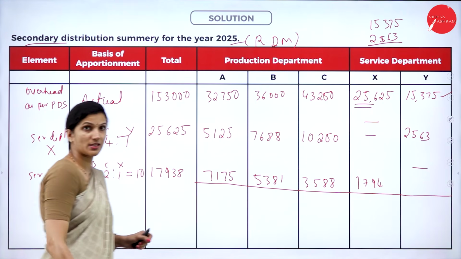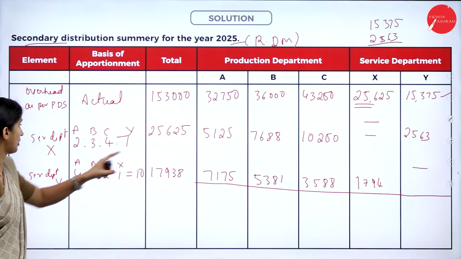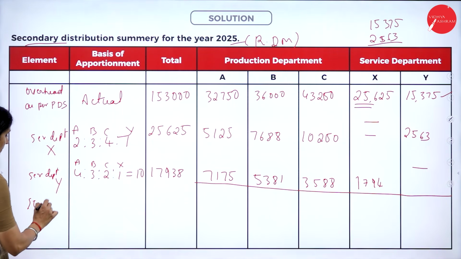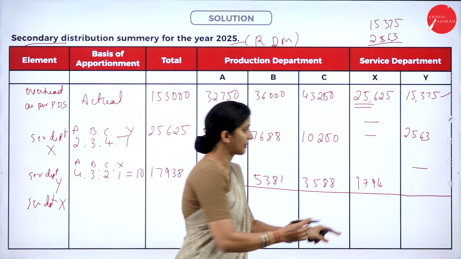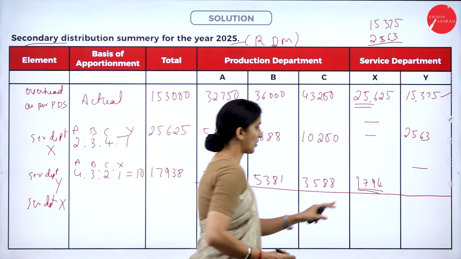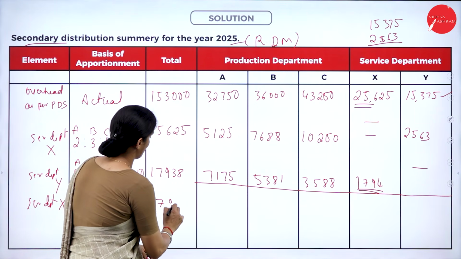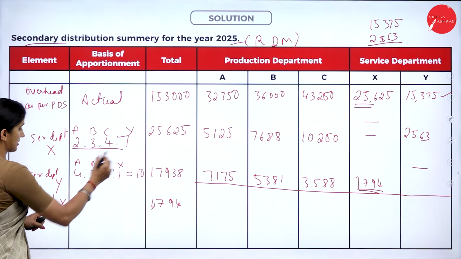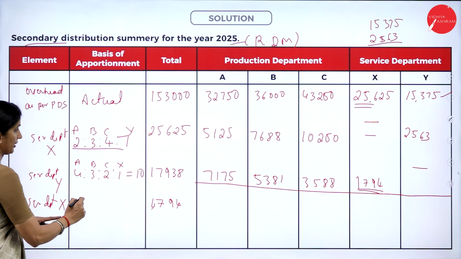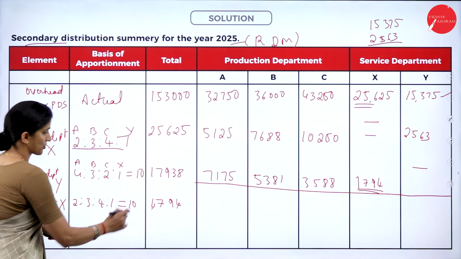So once both the service department distribution is over, you can draw the line now. So again, we'll go for the service department X. So what is the service department X remaining overhead we have? It is 1,794. This again, that will be reallocated in this ratio. So X ratio it is 2:3:4:1. The total comes to 10.